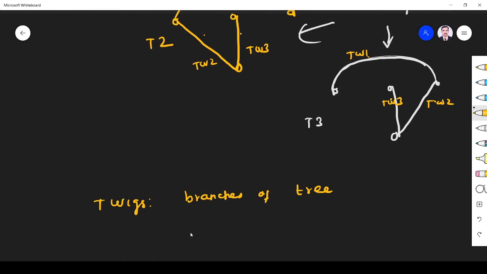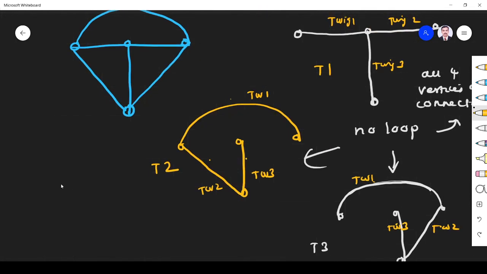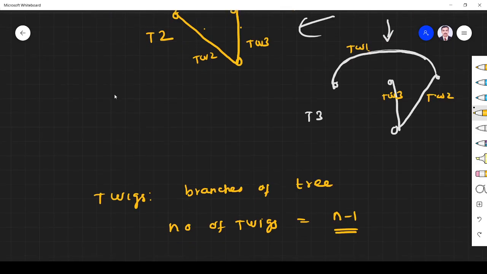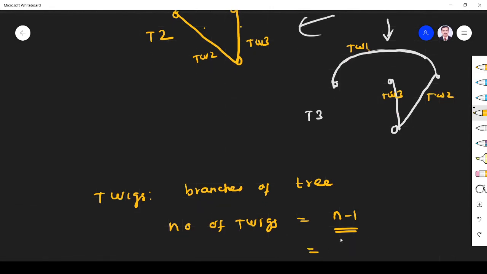Now you see the relationship between branches of tree. How can we find number of branches of tree? So number of twigs is equal to n minus 1. Why? You see, whenever we have four nodes, if all the four must be connected, we should have minimum three paths, right? 1, 2, 3, 4 nodes. If you want to connect all the four without having a loop, we should have minimum three branches, then only we can connect. So number of twigs is equal to, for our question, number of nodes is 4. So 4 minus 1 is 3. So it is proved here.